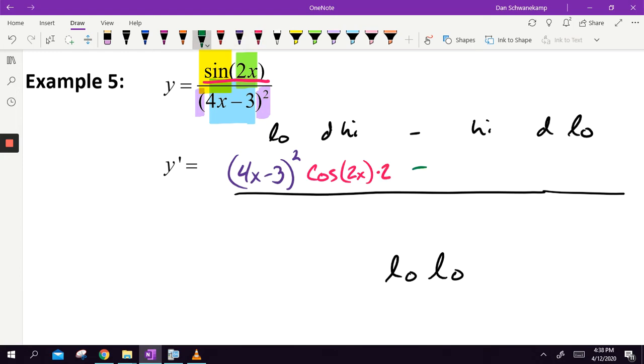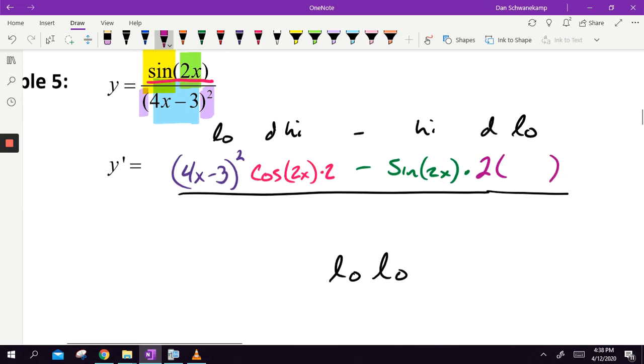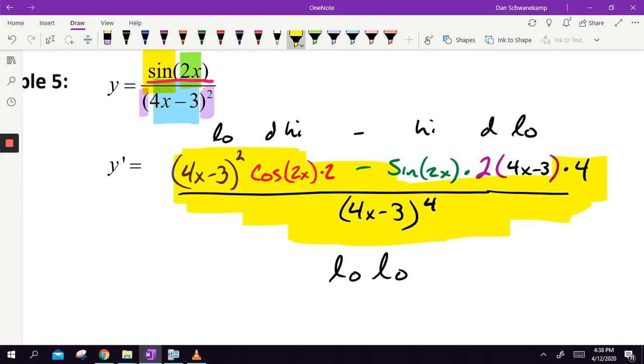Minus high. D low, the derivative of the bottom. The derivative of the bottom is going to be 2. Rewrite the baby, 4x minus 3, times the derivative of the baby, which would be 4. All over low low. Low low would be 4x minus 3 all to the 4th power because it's squared. That's my answer. Is that ugly? Yeah, it's ugly. But it's what I needed. I needed quotient rule and I needed chain rule 2 separate times.